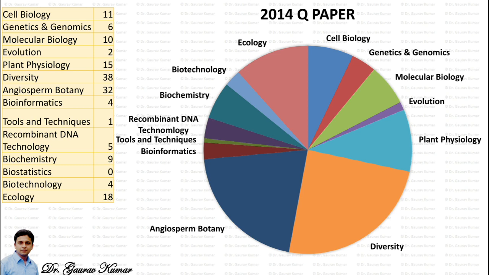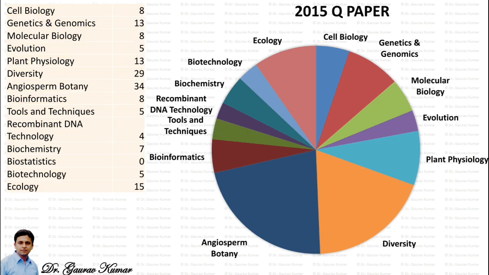So as you see, the major chunk in the 2014 question paper was diversity and angiosperm botany, followed by evolution, ecology and plant physiology. In the 2015 question paper, again angiosperm and diversity were on top, then ecology, then plant physiology, and the portion of genetics and genomics increased in the 2015 question paper.